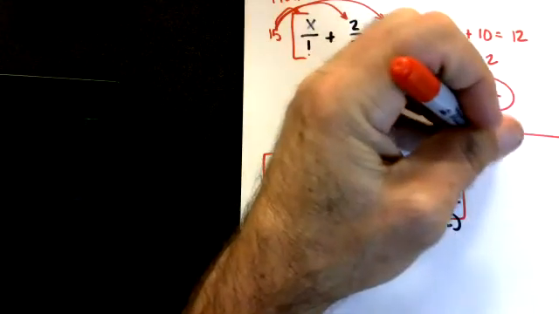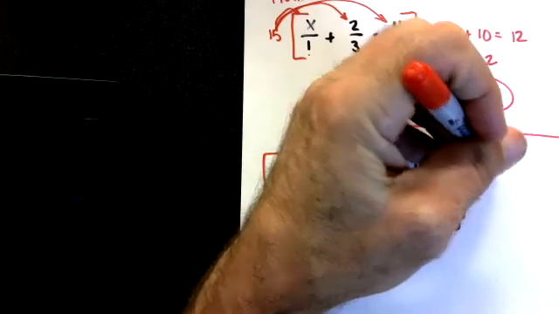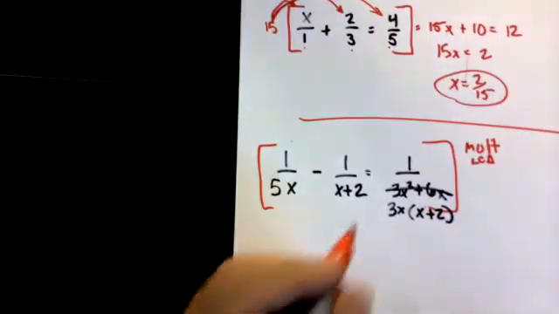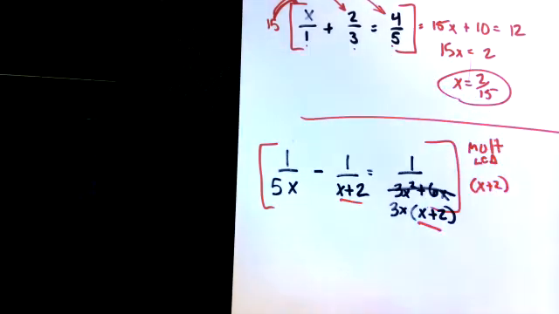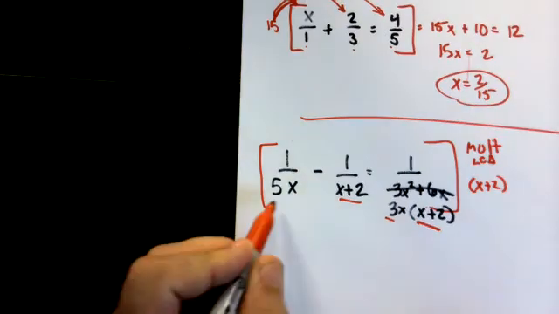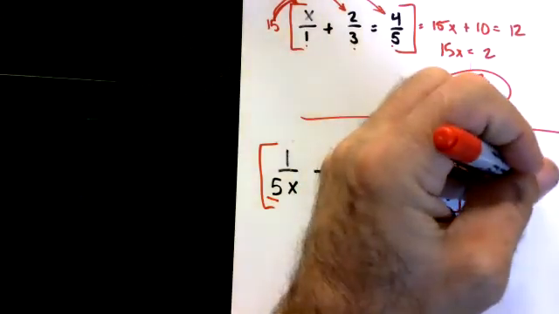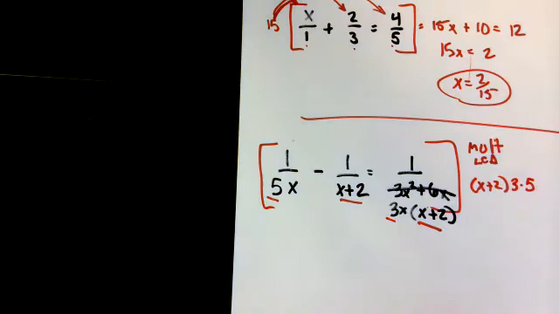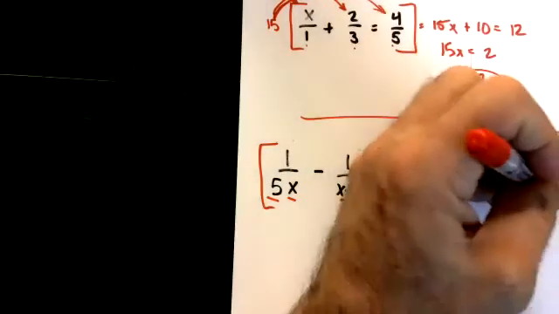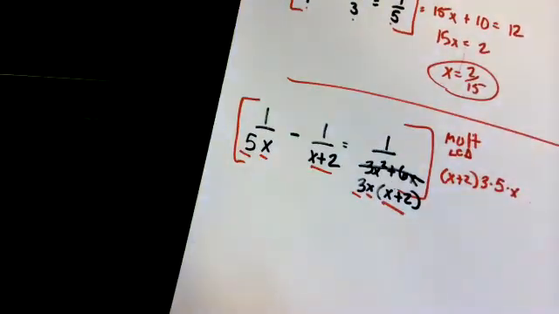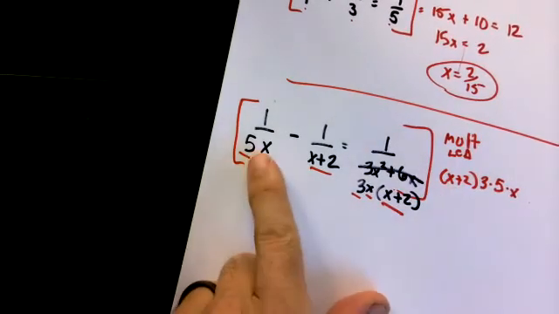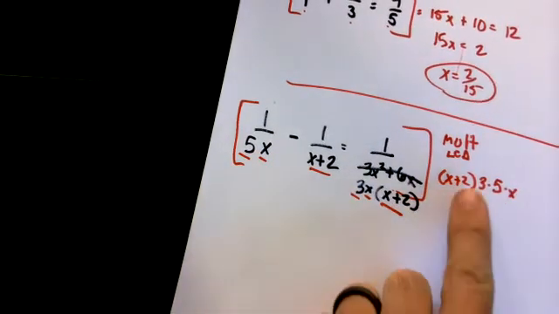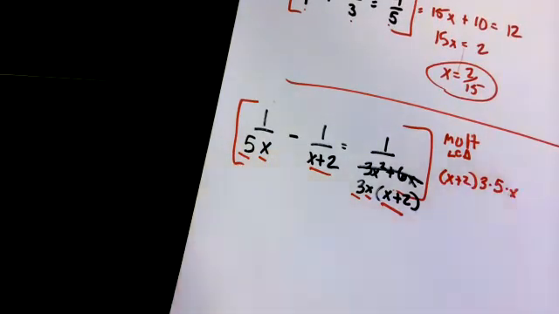Okay, so I'm going to multiply by that lowest common denominator. Looking at my denominators, I've got an x plus 2, so that's going to be 1. I've got a 3 and a 5, so I need both of those. And I've got an x, so I'm going to need one of those. So my lowest common denominator is basically all of those pieces. The x plus 2, got it. 5, got it. 3, got it. And then x, got it.